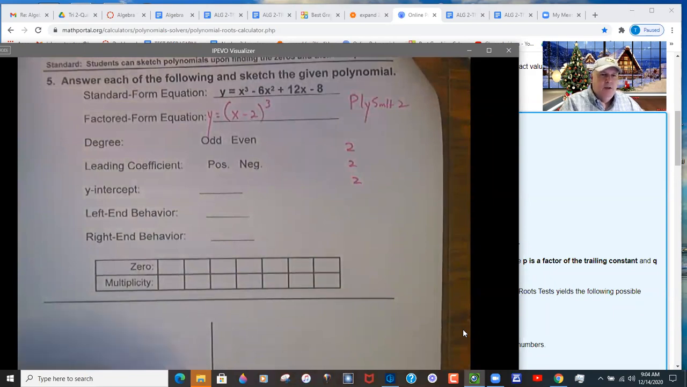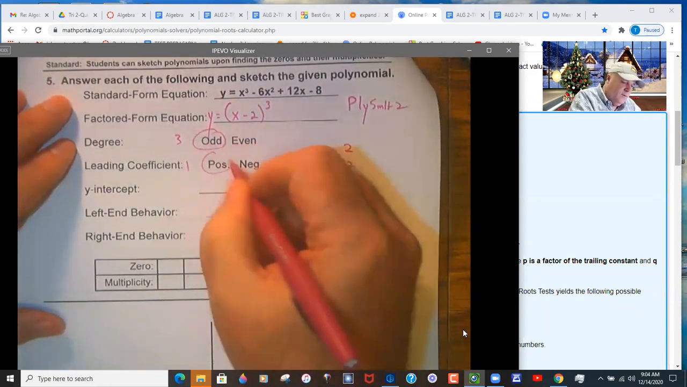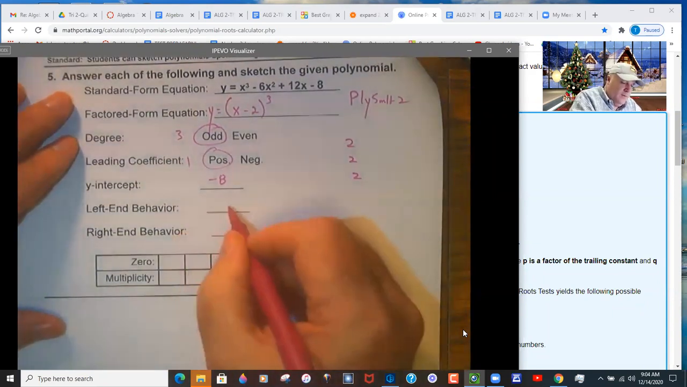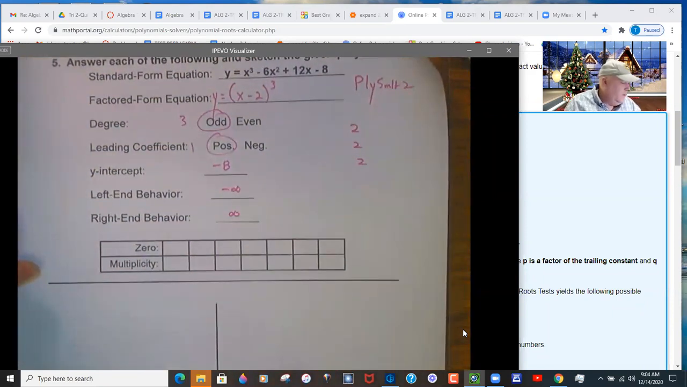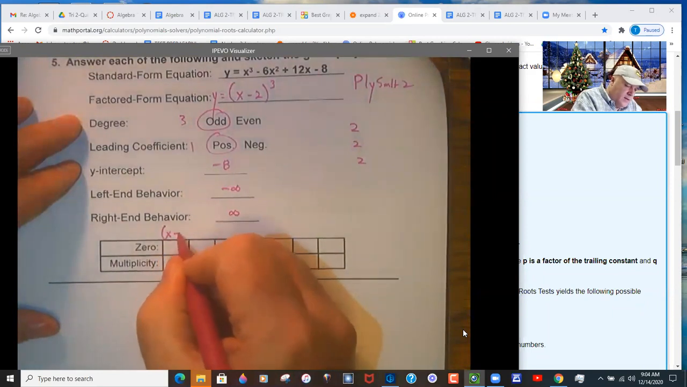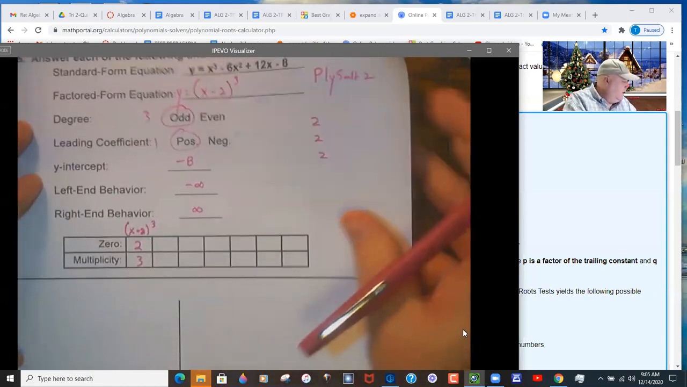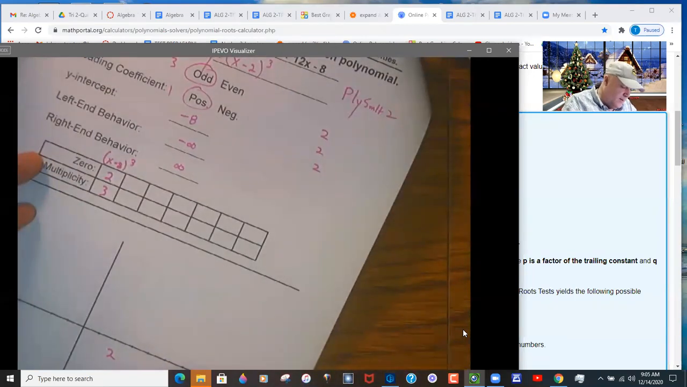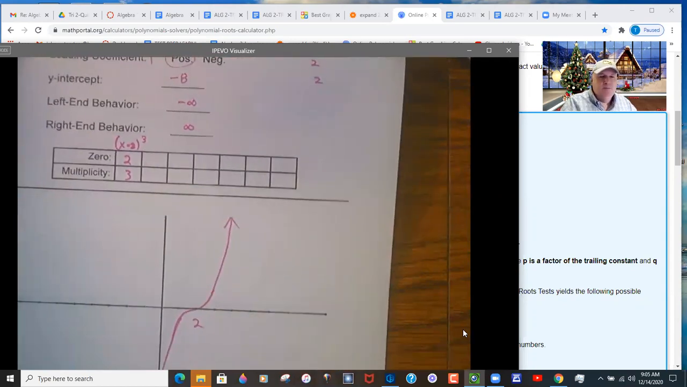All right, so the degree is 3. The leading coefficient was 1, so this is an odd positive. Y-intercept is -8. Remember, that's the number added on the end. Left end and right end behavior: you look up on the sheet, an odd positive, and those are your end behaviors. So x minus 2 to the 3rd, 2 and 3, so that when it cuts through at 2, I'm hitting at -8 down here, it's going to get flat cutting through at 2. So you have to show it getting flat.